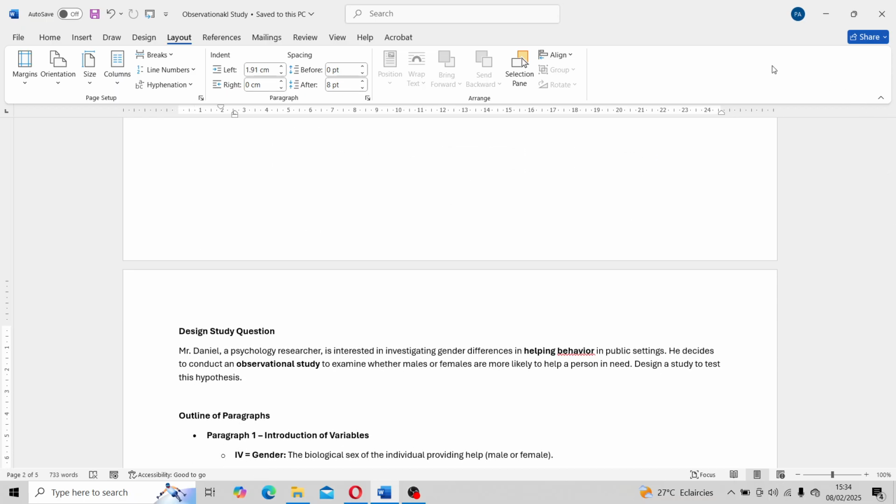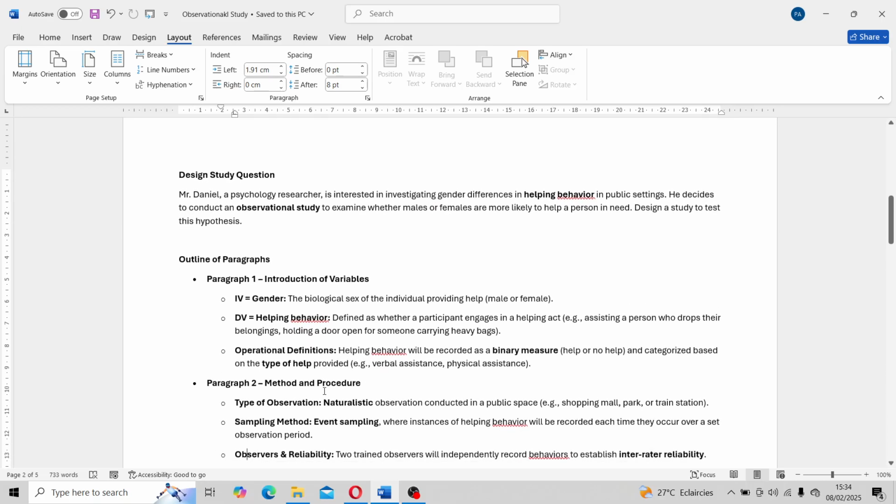Now, Mr. Daniel, a psychology researcher, is interested in investigating gender difference in helping behavior. Gender difference, we're talking about obviously male and female, right? Now, in a public setting. So this obviously shows it's a natural environment, right? He decides to conduct an observational study to examine whether males or females are more likely to help a person in need. Design a study to test this hypothesis.